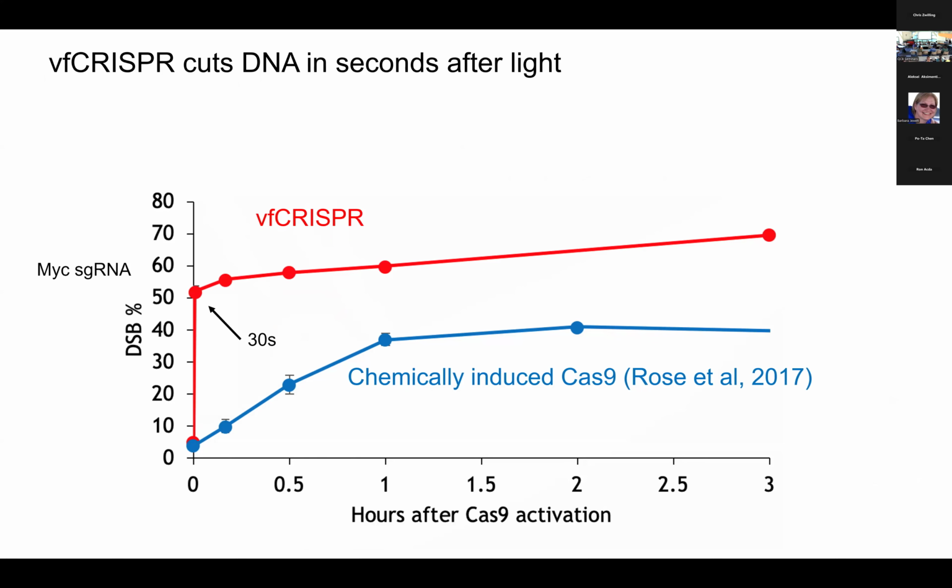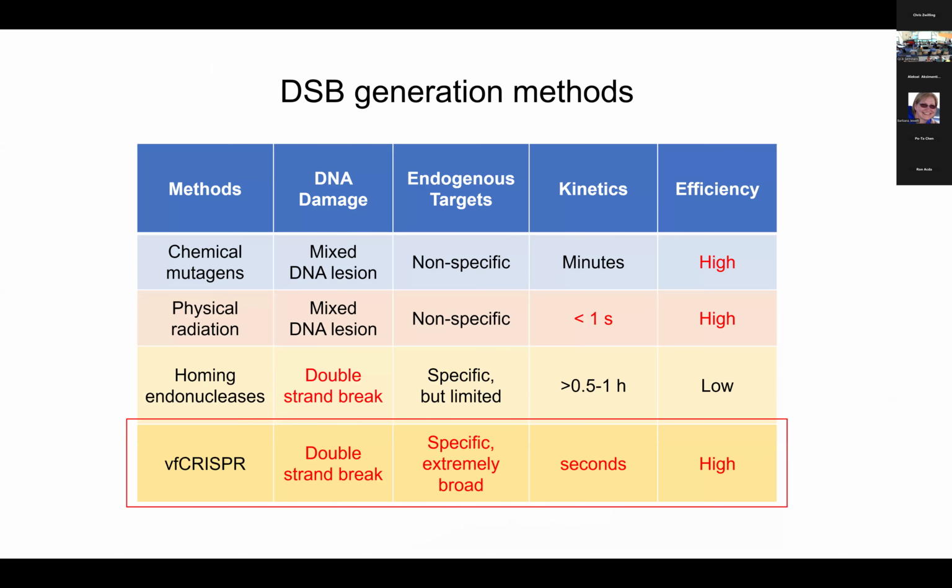Some of the data shows that this very fast CRISPR can generate double strand breaks very efficiently compared to the previous methods, and it happens even within seconds. This is just a quick comparison. Very fast CRISPR can generate double strand breaks with very high specificity, and the activation time is pretty fast compared to other ways of generating double strand breaks. So this makes it a very good tool to study DNA repair for double strand breaks.